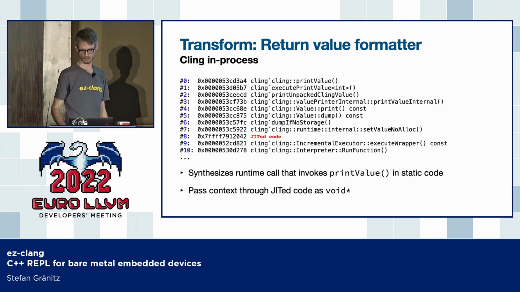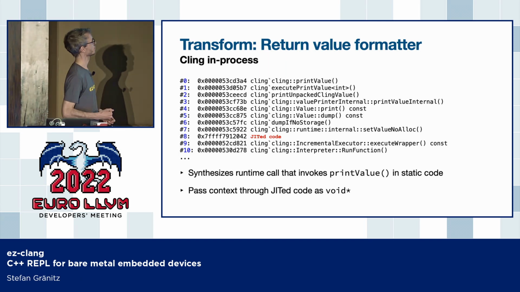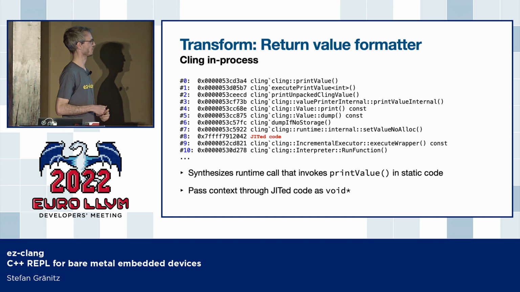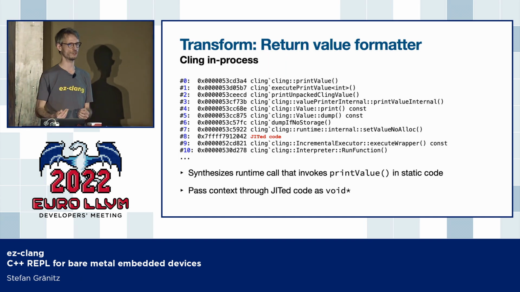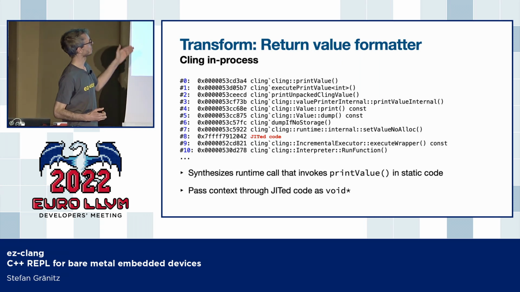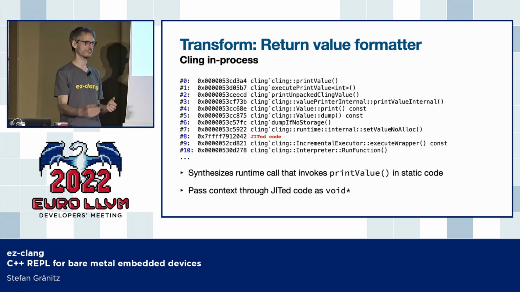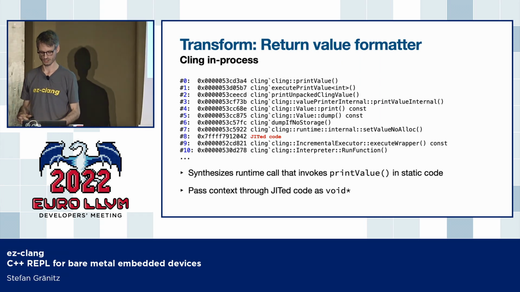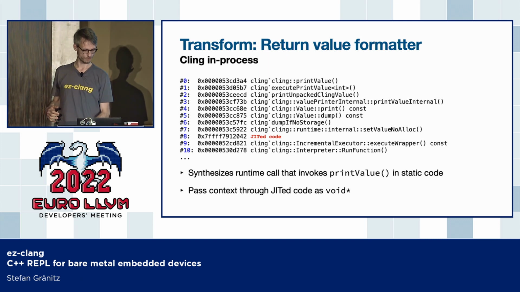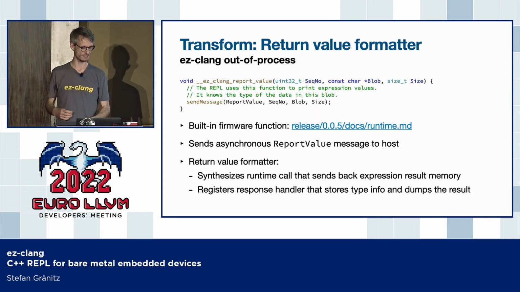If we look at the way Cling does that, it synthesizes a runtime call that eventually invokes print value, and it passes a context object through the JIT code as a void pointer. And because this is all in one call stack, the print value function can just look into the JIT memory and read the value from there. And that's not possible with ez-clang because we have no shared memory. And that's why we have to do it a little differently.